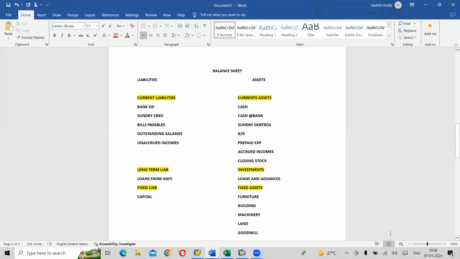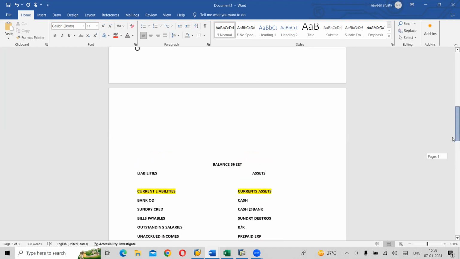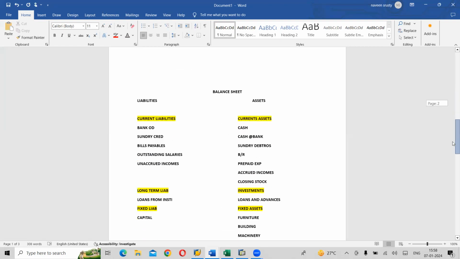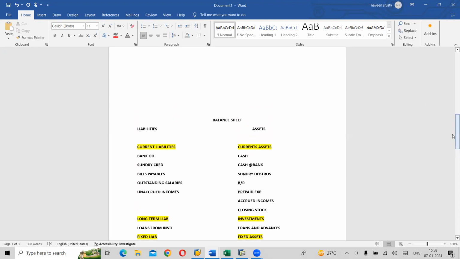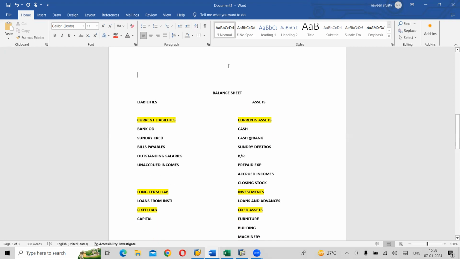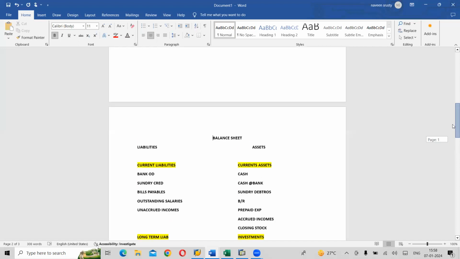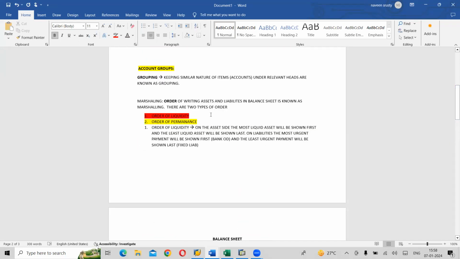So what is the advantage? Now you know how many orders we can prepare the balance sheet in. Is it order of liquidity or order of permanence, whatever balance sheet we have prepared? This is liquidity. Now you know how to prepare permanence also, if I'm not wrong. Yes, we just need to reverse it. Correct.